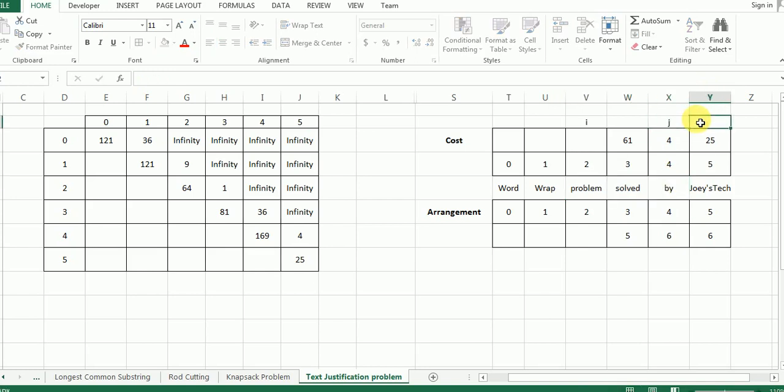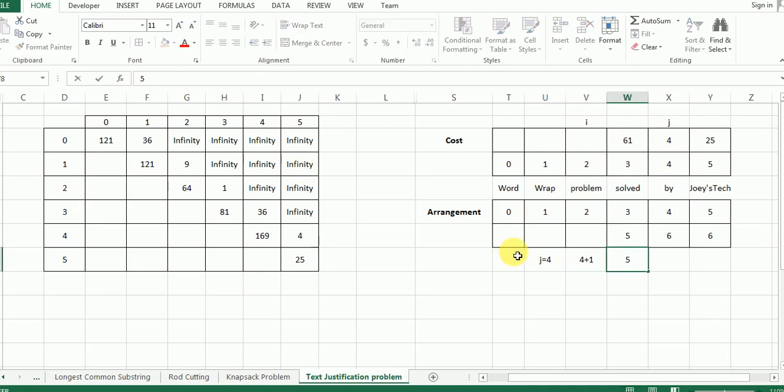Now let's check what the value at 2 and 4 is. So 2 and 4, it's again infinity. So this again calls for a split. So split can happen either at 4 or 3. Let's see what will be the value when the split happens at 4. So when J is going to be 4, the value here is 4 plus the value from 2 to 3. So the value at 2 to 3 is 1. It is going to come out as 5.